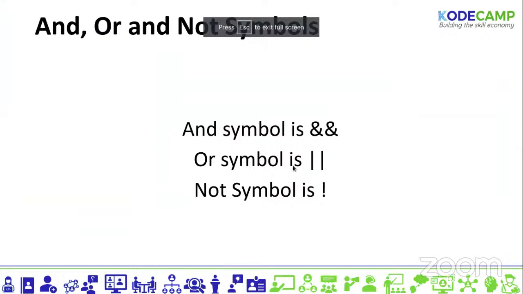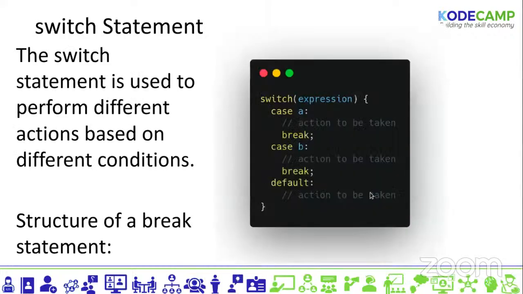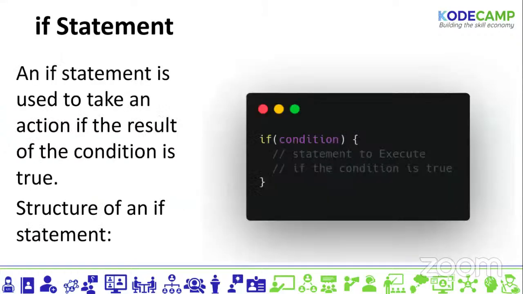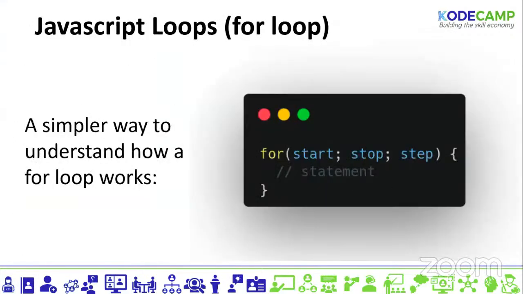I've talked about this symbol for the and symbol. You have your or symbol and you have this not symbol. I talked about if else, and now here we are, switch statements.